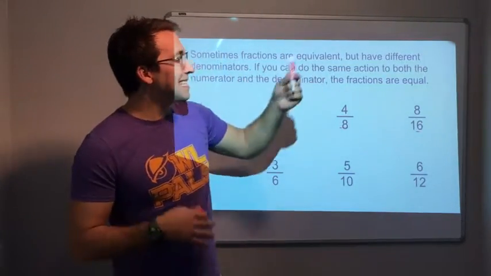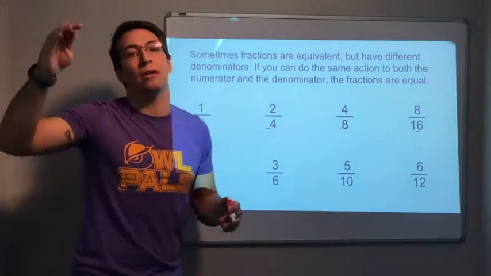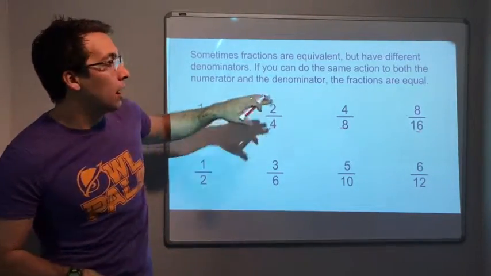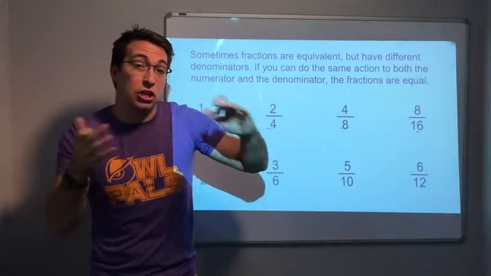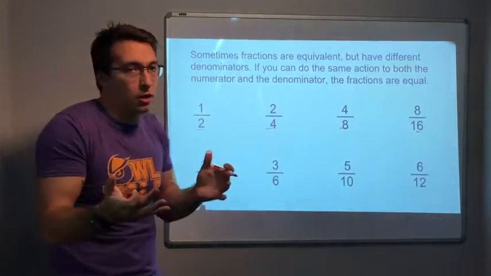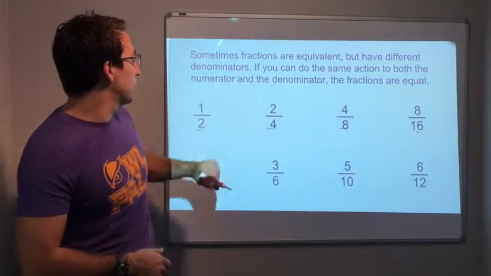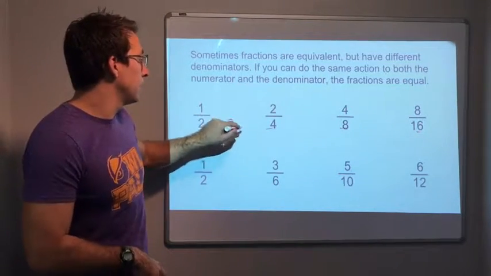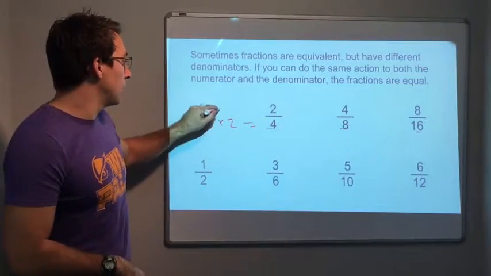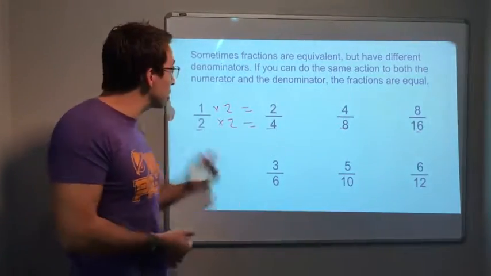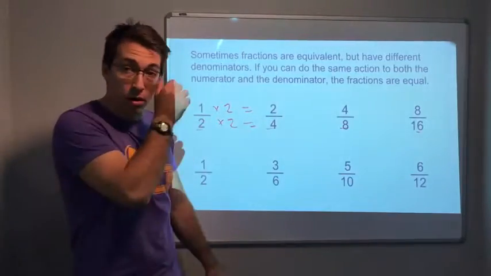If you can do the same action to both the numerator and the denominator, the top number and the bottom number, then you can reduce them, right? Or you can make them equal. So let's look at this. 1 times 2 equals 2, and 2 times 2 equals 4. It's the same fraction. 1 out of 2 equals 2 out of 4.